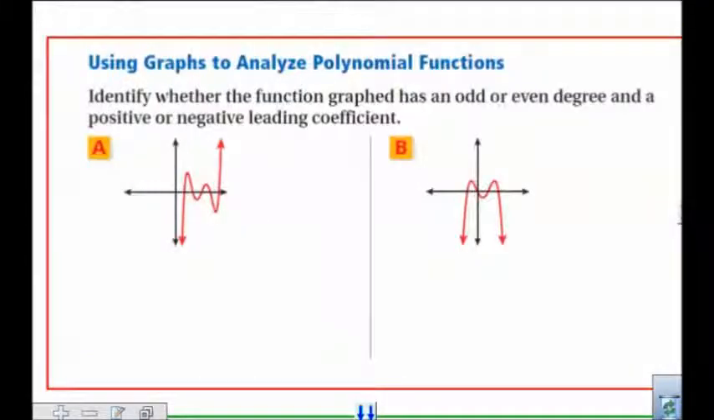So let's take a look at these 2 examples here. Let's take a look at the one on the left, and let's try and determine if it was an even or odd degree, and also we can determine if the leading coefficient was positive or negative. So taking a real good look at this one, at part A, one thing jumps out at us. We know that the arrows point in opposite directions. So that means that the polynomial must have been odd.